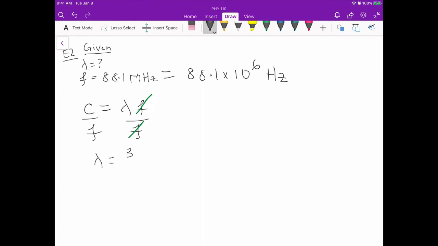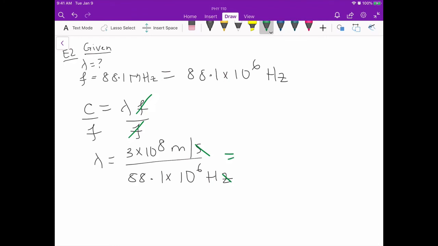C is 3 × 10⁸ meters per second. And F is 88.1 × 10⁶ hertz, which means per second, right? Therefore, the per second part can be cancelled out with the hertz. Then if you use your calculator and do the math, plugging in those values, the value that I get is 3.4 meters.